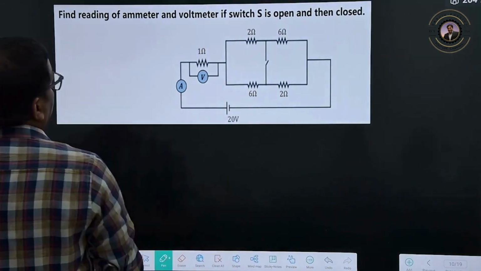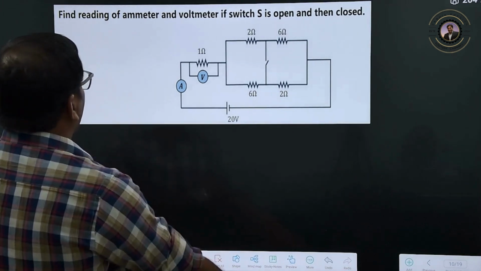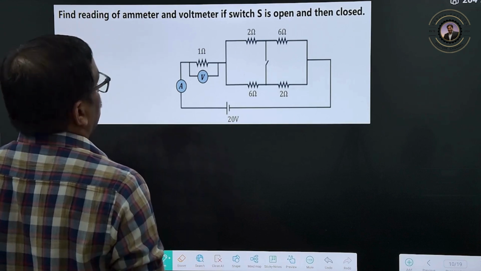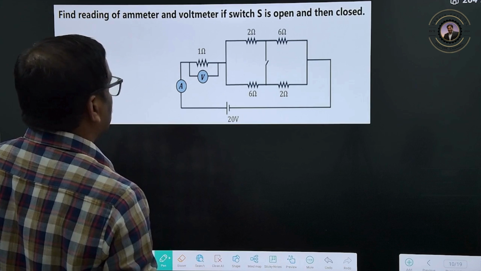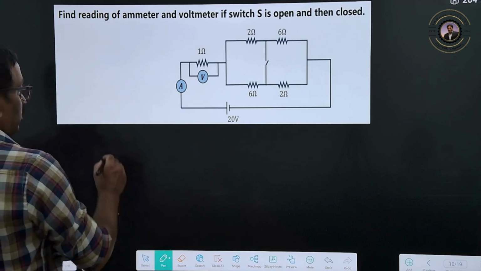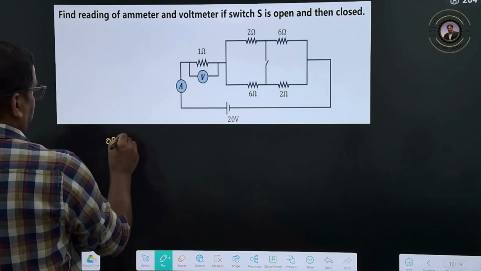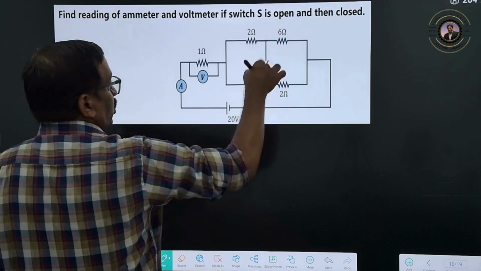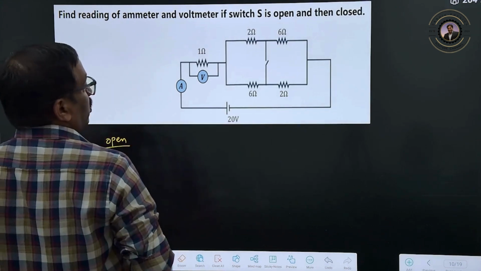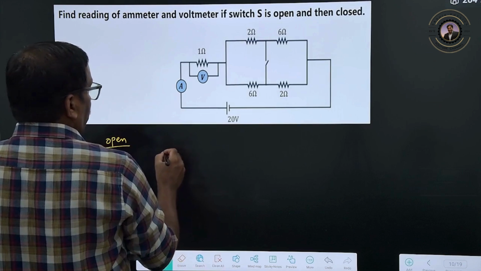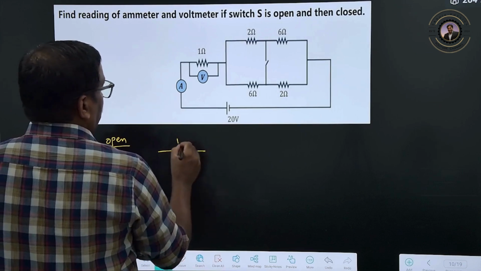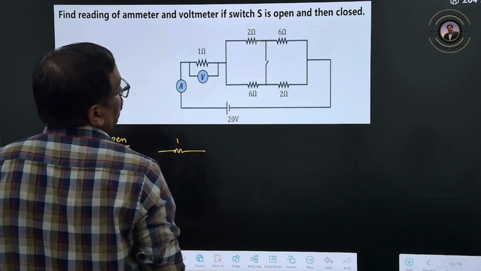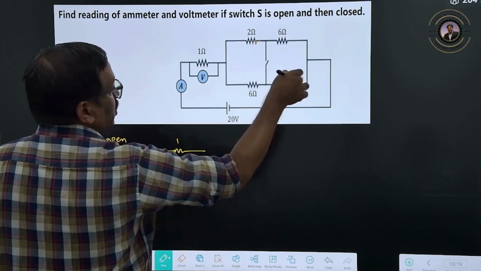So here we want to calculate the reading of the ammeter and voltmeter if the switch is open and then closed. If the switch is open, there is no connectivity, so the circuit becomes like this. These two are open, which means no current will flow through them, so the current will go through this one.